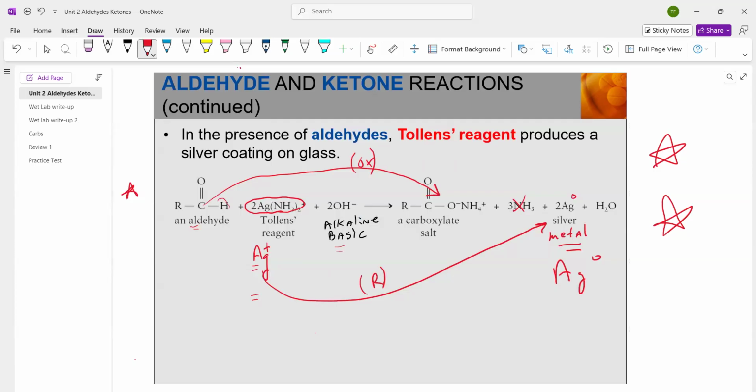So here is where the aldehyde is oxidized to the acid salt, and it's a salt because it's in a basic environment. And the silver ion is reduced to the metal. And this is a spectator ion, just as these guys are spectator ions. So you need to know this reaction.